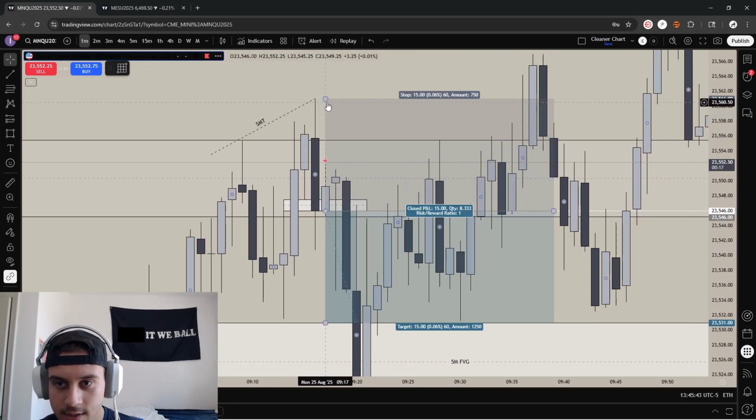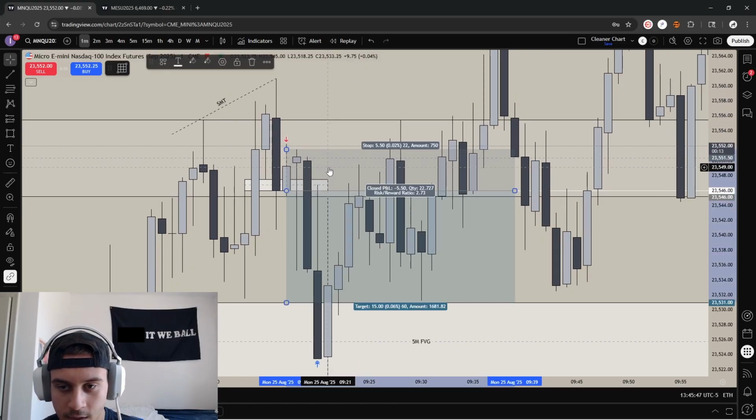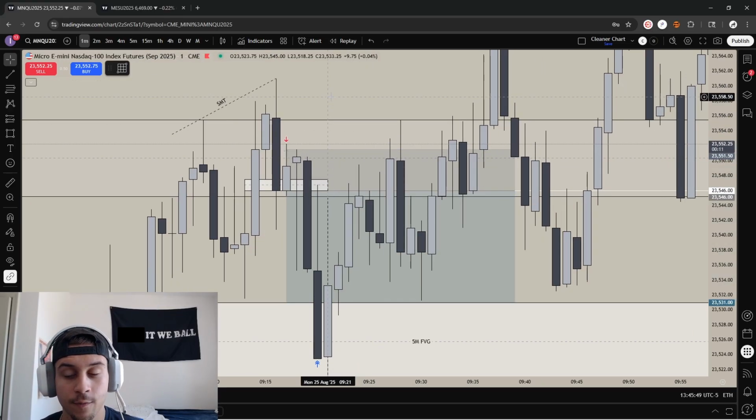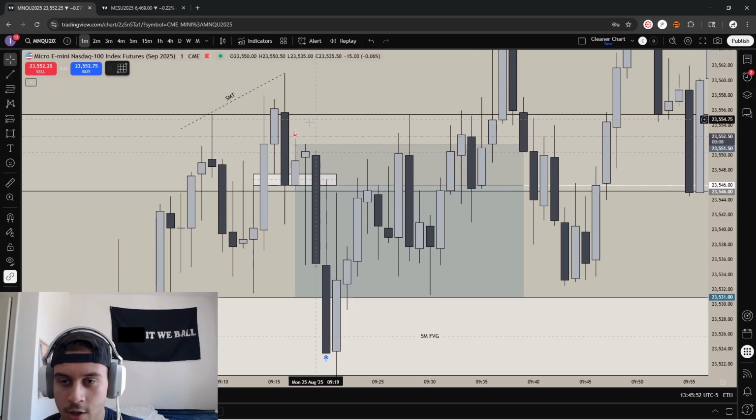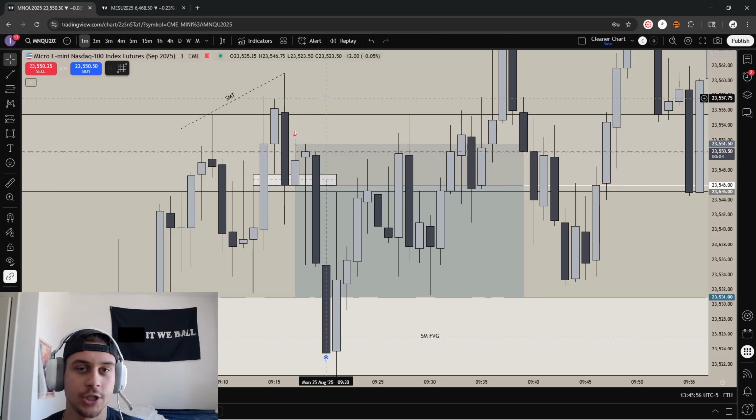What I could have done, instead of moving stops to break even, is move stops to this high right here, which honestly could have helped me secure a $400 day win, but I did not, because that's just not how I would take this trade.